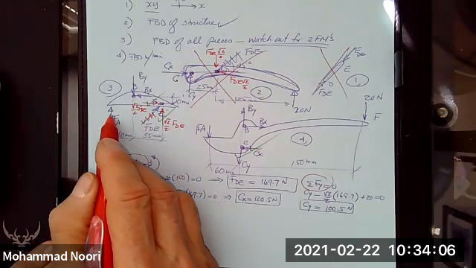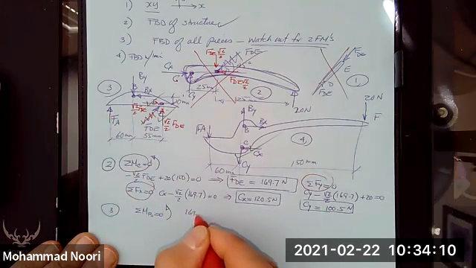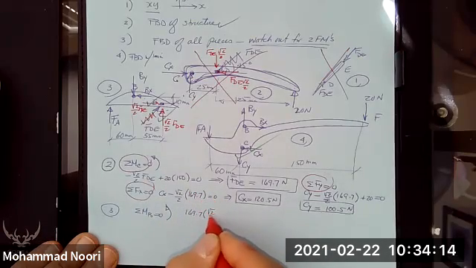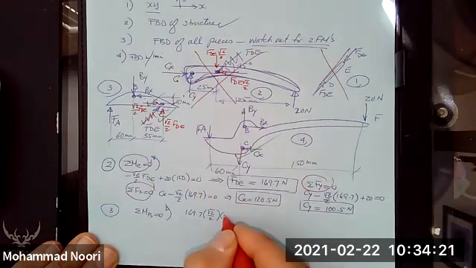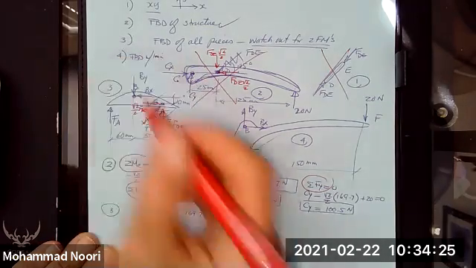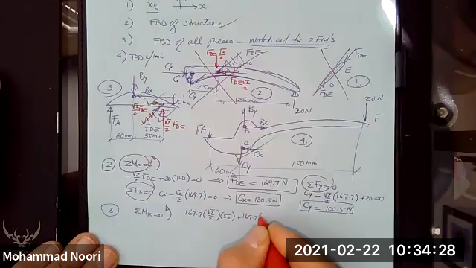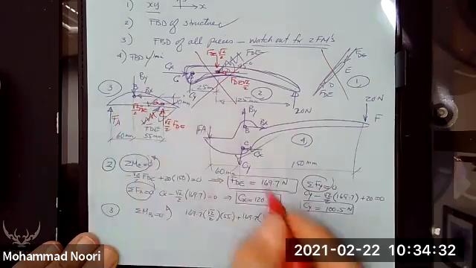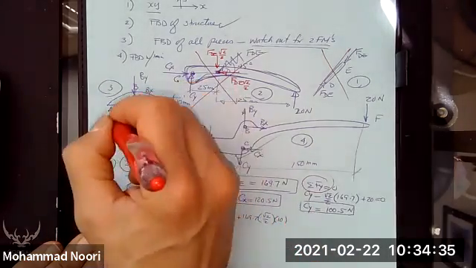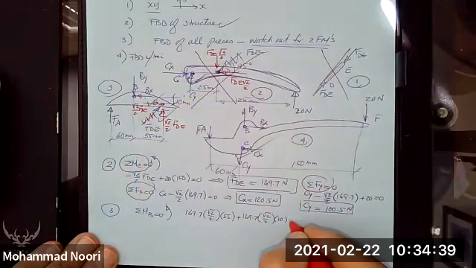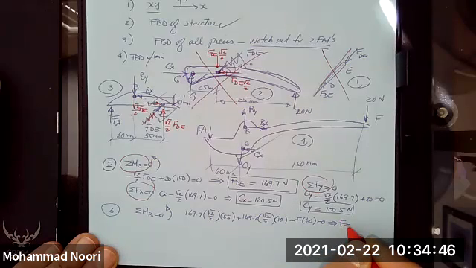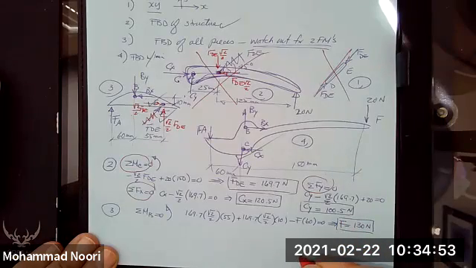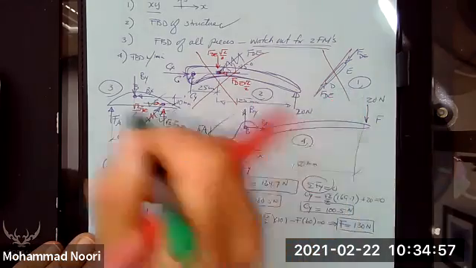So the only unknown is FA. If I do that, I have 169.7, okay, times square root 2 over 2, this one times the distance of 55. Then I have this one also positive, so 169.7 square root 2 over 2 times the distance 10. And then I have this force, distance 60, generating a negative moment, minus F times 60 equal to 0. That will give me the F force that comes out to be 130 Newton, positive.